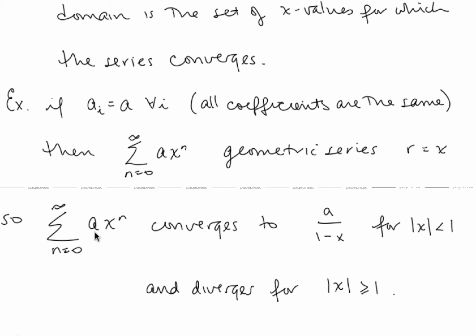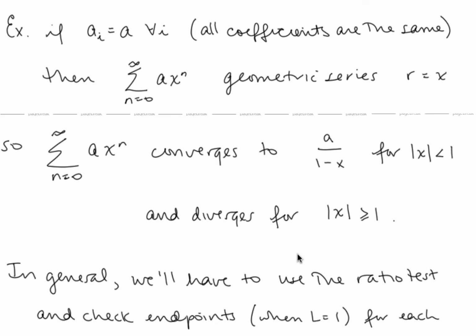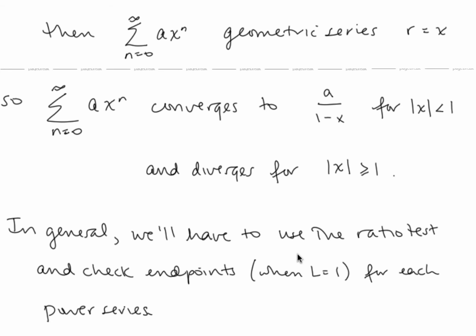Now, because the constants are all the same here, we were able to recognize it as a geometric series, and it was rather simple to find out for which x values it would converge or diverge. But in general, it takes a little bit more work for a general power series. So usually we'll be using the ratio test. And remember that with the ratio test, when that limit is equal to 1, the test is inconclusive. So usually we'll use the ratio test, and then we'll have to check the x values for which the limit is equal to 1 for each of our power series.